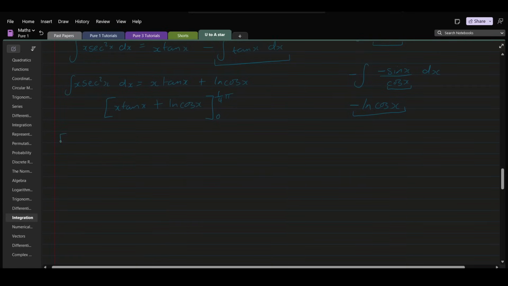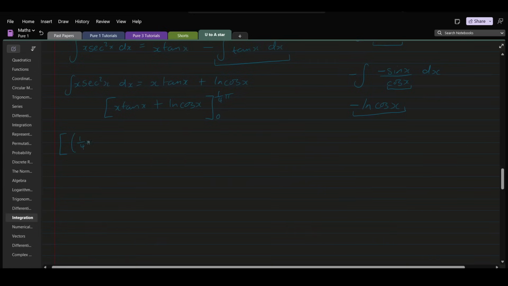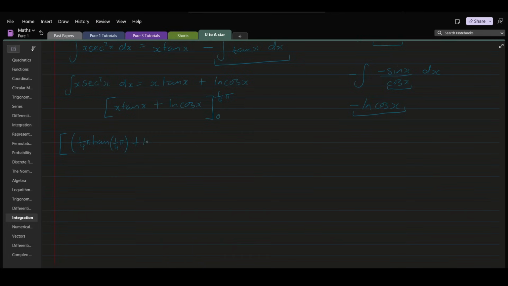We'll start with our upper limit. So that's a quarter pi, 1 over 4 pi, times tan 1 over 4 pi plus ln cos 1 over 4 pi. Okay, minus our lower limit. So this will be the first term, there will be a 0, so that will cancel out. So we'll go straight to ln cos of 0.